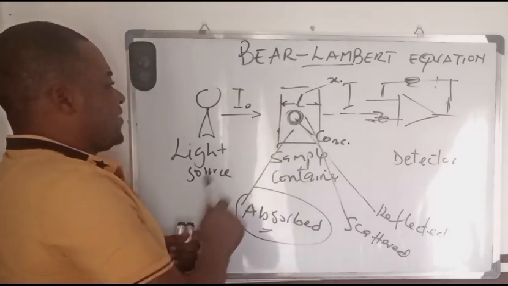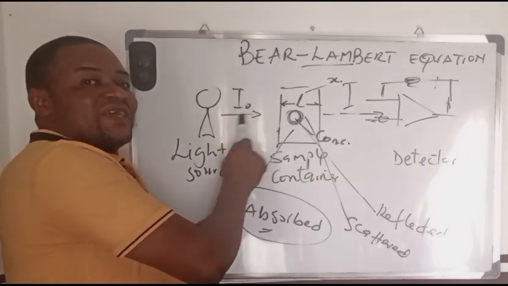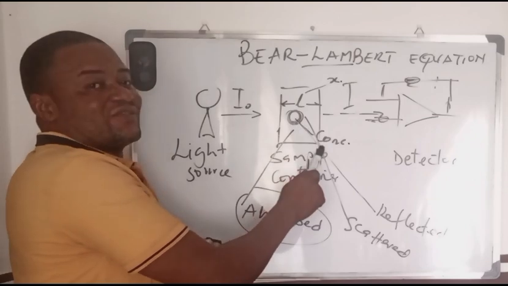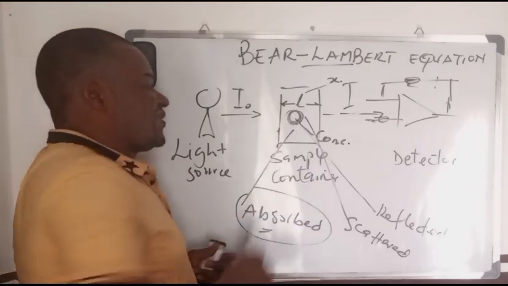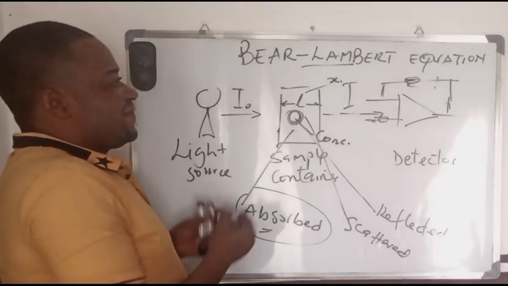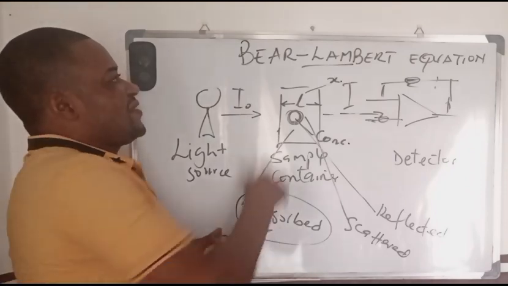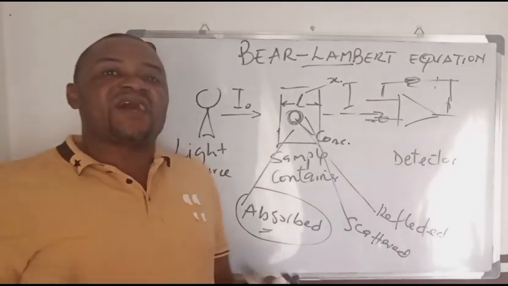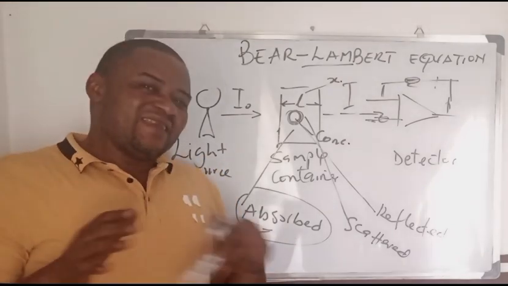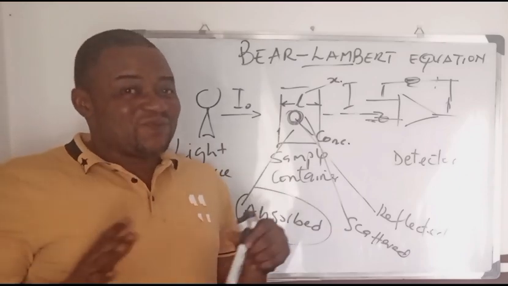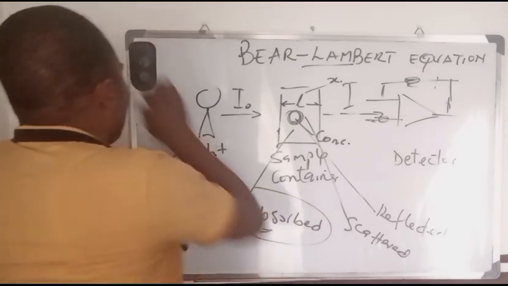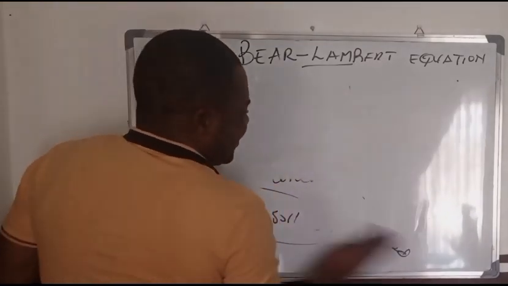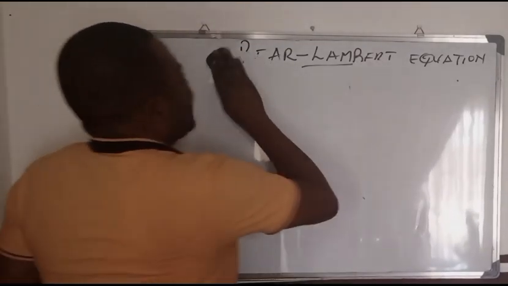So with this, we have the intensity of incident radiation, the intensity of transmitted radiation, the concentration of the sample, and the path length of the sample container. I'm sure we now have a little understanding of where the Beer-Lambert equation or law is coming from. Now let us look at how we can derive the Beer-Lambert equation in a very simple way. So you just need to pay attention and work with me. Alright. Let's see how we can derive the Beer-Lambert law, or the Beer-Lambert equation rather.